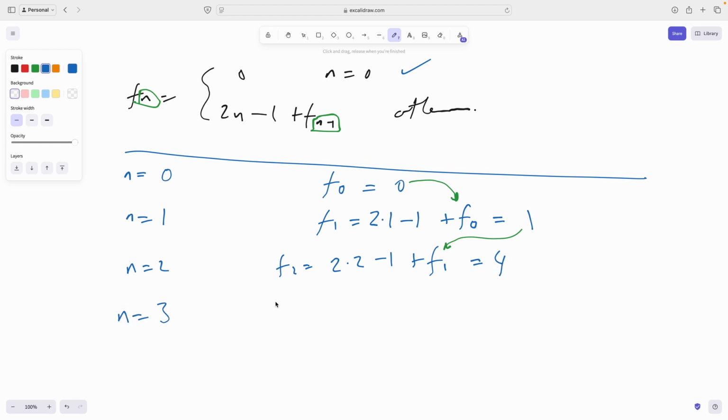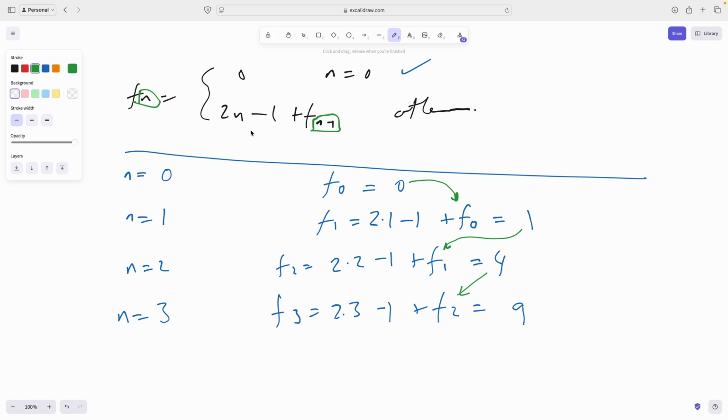N equals 3. This does look like n squared, doesn't it? f3 equals 2 times 3 minus 1 plus f2. So 2 times 3 is 6, minus 1 is 5, 5 plus 4 is 9. So far that seems to support that theory, doesn't it? But examples aren't proof. We need to prove it.